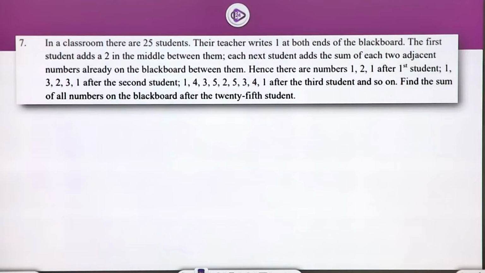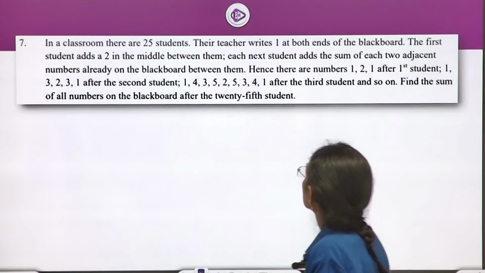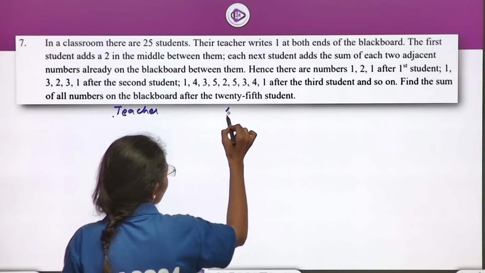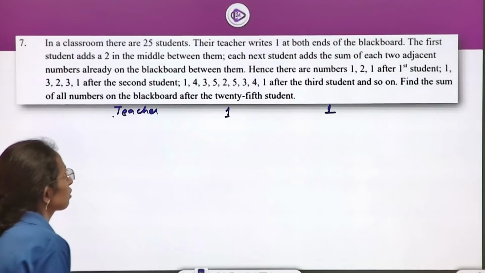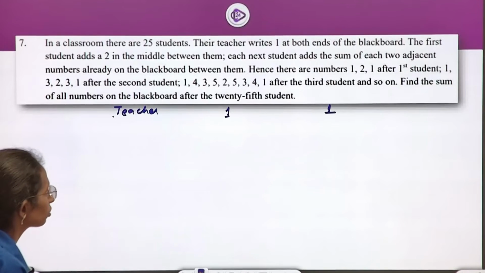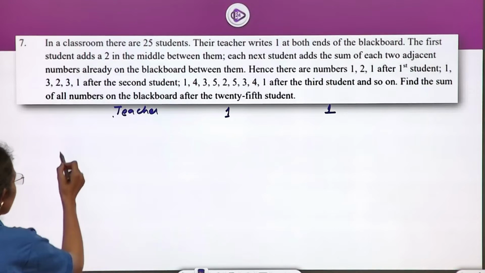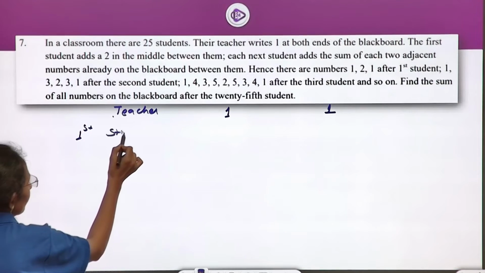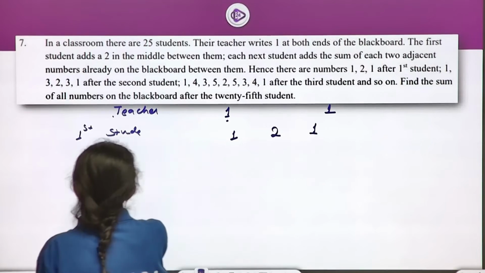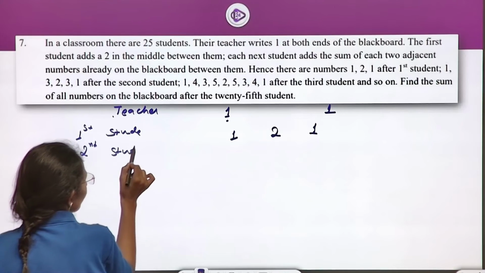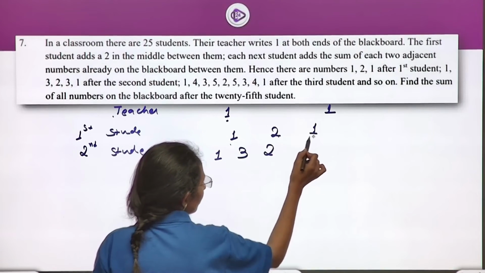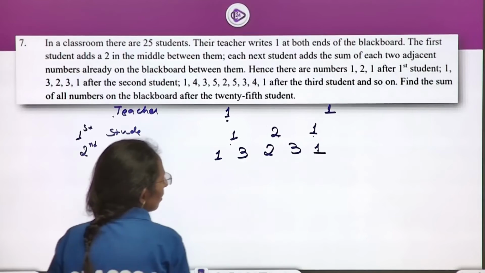Now, the next question, the seventh question. In a classroom, there are 25 students. Their teacher writes 1 at both the ends. Now, every student writes the sum of the consecutive terms in between them. That means the first student has added these two terms and written 2 over here. The second student has added 1 and 2, so written 3 over here, then 2 is there, then again 3 over here and 1.